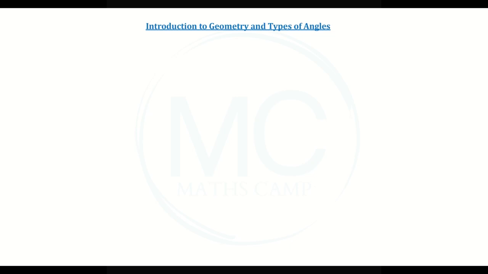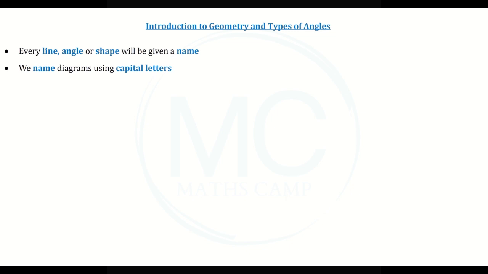In geometry, we work with lines, angles, and different shapes. Every line, angle, or shape you work with will be given a name. If you have to draw a diagram, you will need to name it as well. We name diagrams using capital letters.